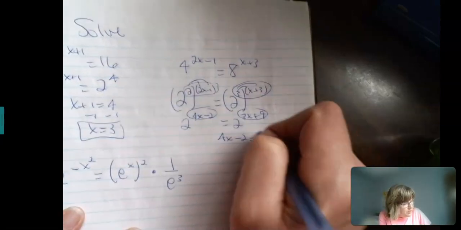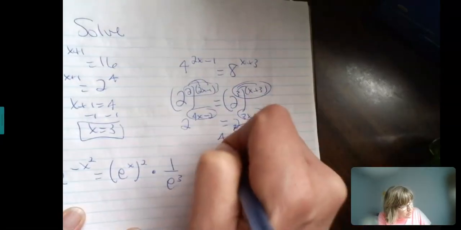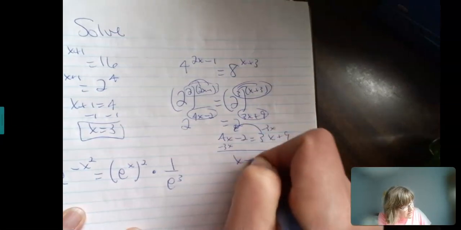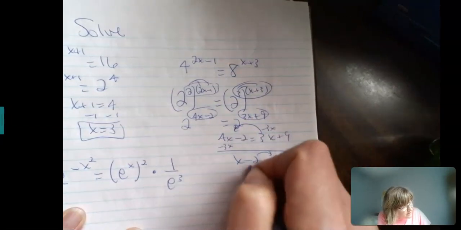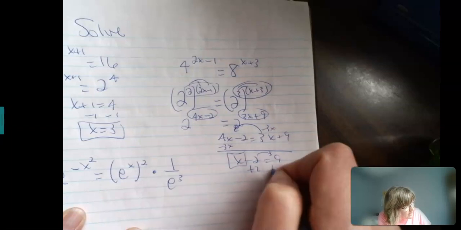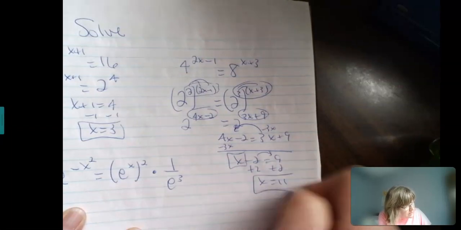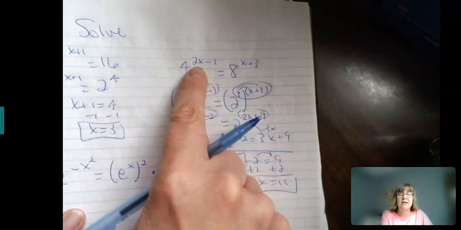Isolate an inverse, right? So I'm going to bring this over as a negative 3x, or minus 3x. So x minus 2 equals 9. And then again, isolate an inverse. You want to isolate this guy. And again, this is just linear. x is 11.